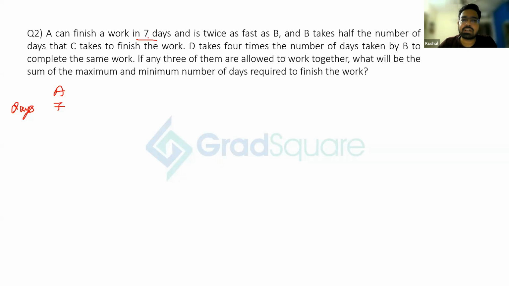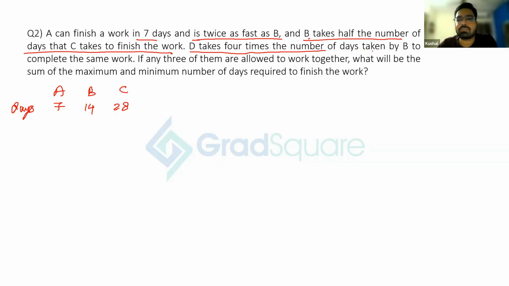A can finish a piece of work in 7 days and is twice as fast as B. A is twice as fast as B. That means B would finish the work in how many days? B would finish the work in 14 days. That is when you will say A is twice as fast as B. Now B takes half the number of days that C takes to finish the work. So C will take what? 28 days. Why? Because B is taking half the number of days taken by C to finish the work. So C must be finishing the work in 28 days.